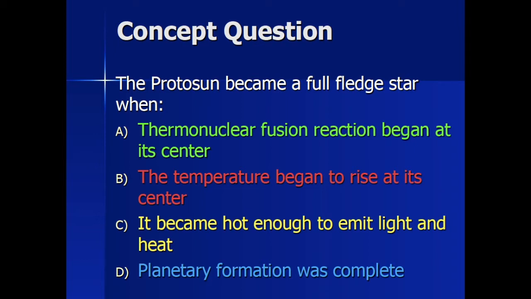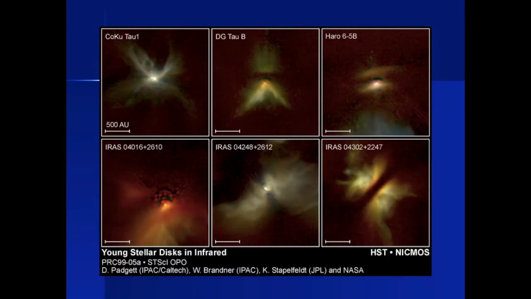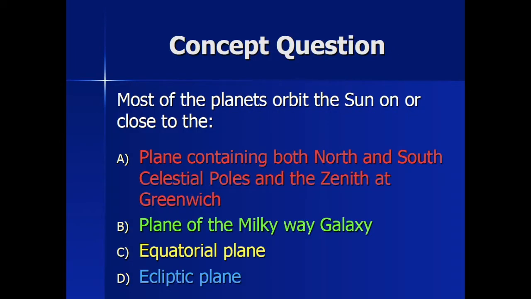So just to review, what is the difference between a protosun and a sun? When does that protosun become a full-fledged star? Go ahead and pause the video and think about it for a second. All right, hopefully you answered thermonuclear fusion began at the center. It's only at this point that the star is really a star. It's creating its own energy. So once that happens, we can have the solar system become fully formed and have extrasolar planets orbiting around a star other than our sun.